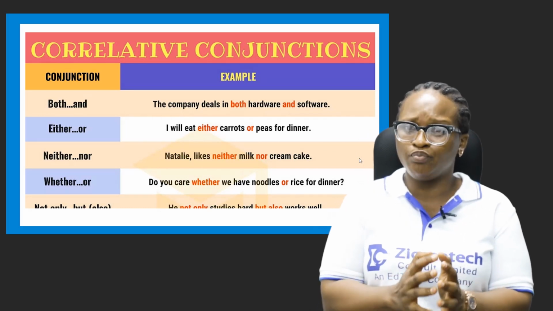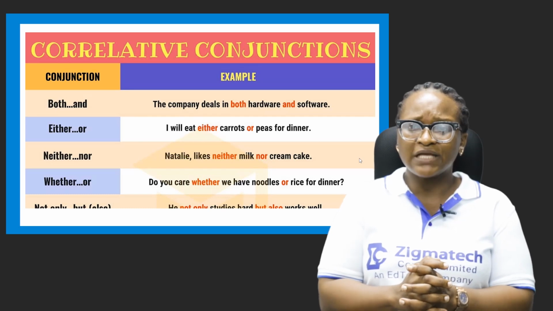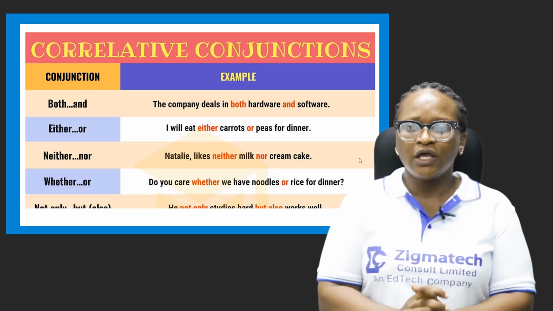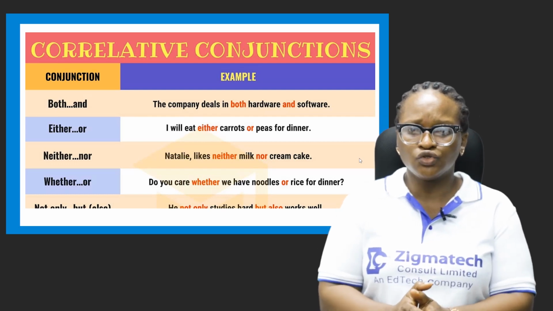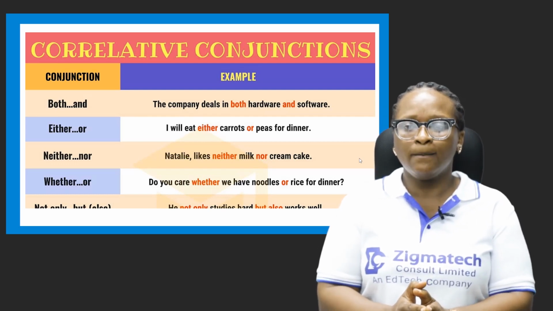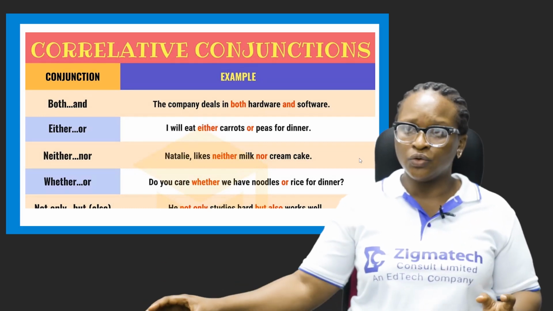So once you use both, you are likely to use and. If you use either, you should use or. If you use neither, you should use nor. If you use whether, you should use or. Not only, but also. There are other examples that we'll look at.